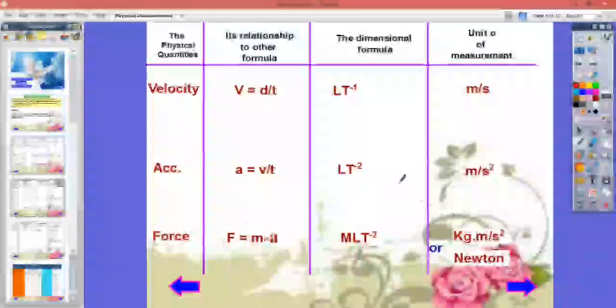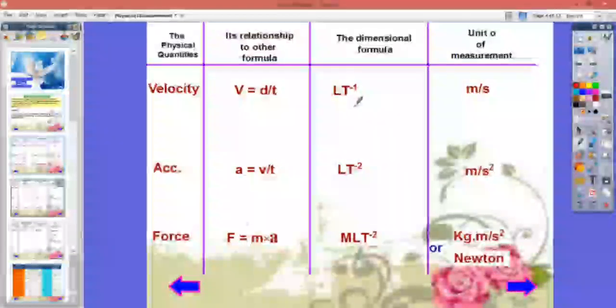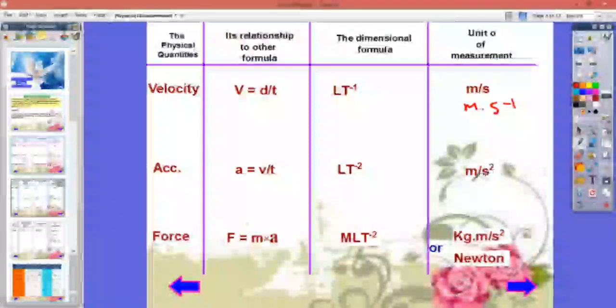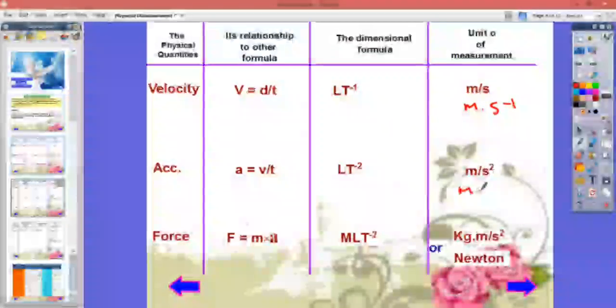What about velocity? Velocity equals displacement over time, so the dimensional formula is L T power -1 and the unit is meter per second, or we can write m s power -1. Acceleration, denoted by a, equals velocity over time. So the dimensional formula equals L T power -2 and the unit is meter per second square, or m s power -2.